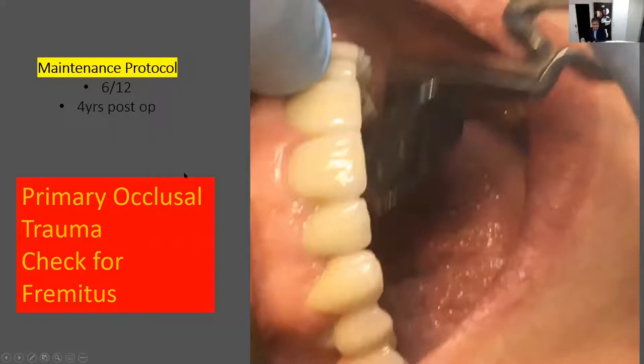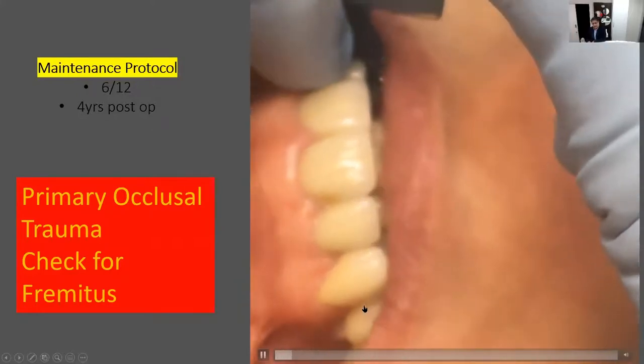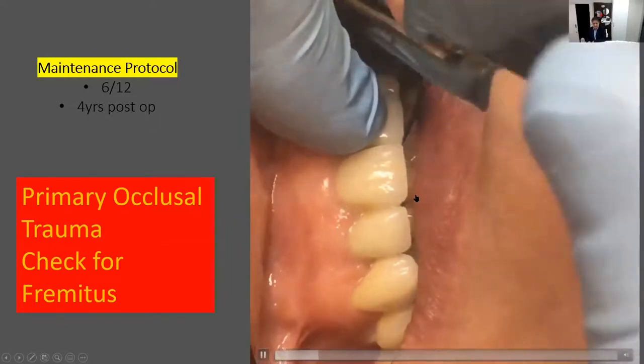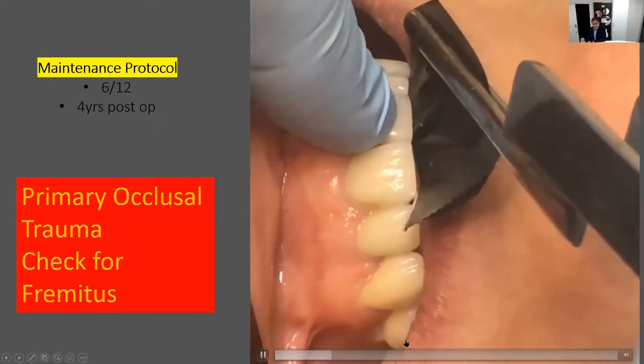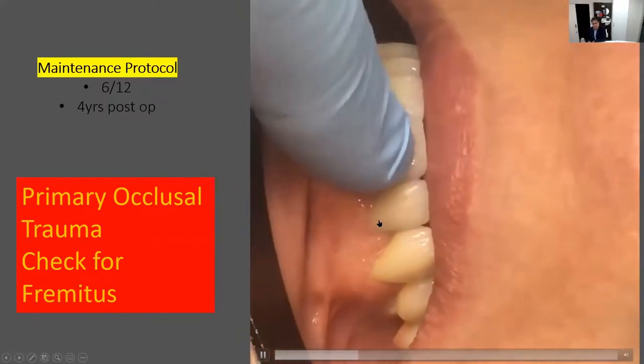We're checking for fremitus. This is a normal part of the repair process. And it's important to understand, when you have this situation, what you're trying to do is that regular patient bites. These are the crowns which were placed a few years ago. This is an old video, about 10 years in function. But at the time, it was about 4 years, and I did that.